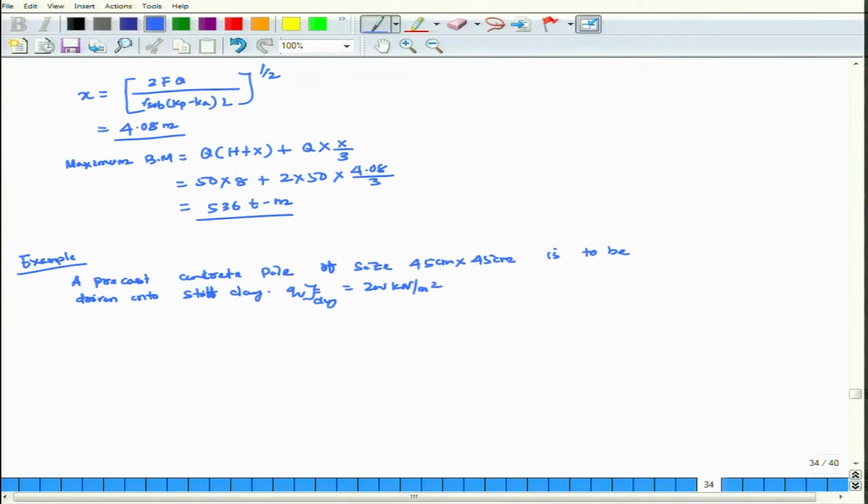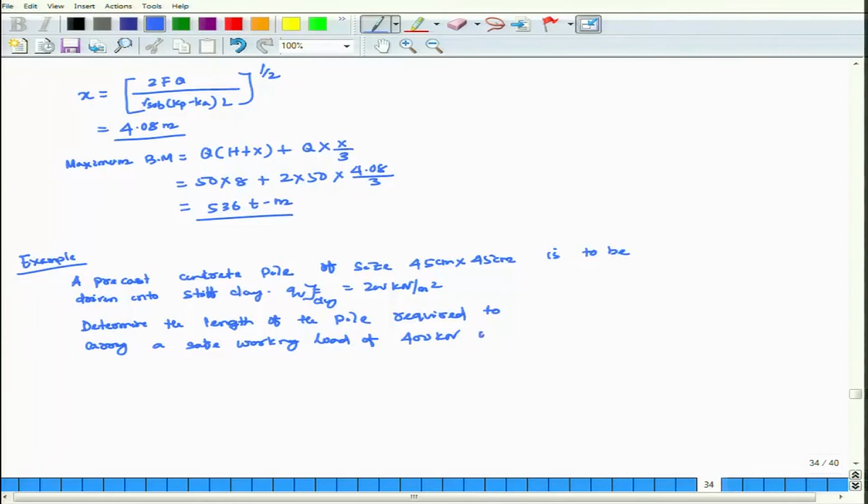Determine the length of the pile required to carry a safe working load of 400 kilonewton with factor of safety is equal to 2.5. Assume alpha is equal to 0.55.